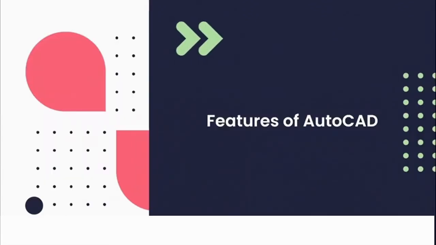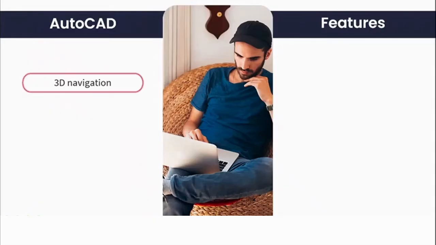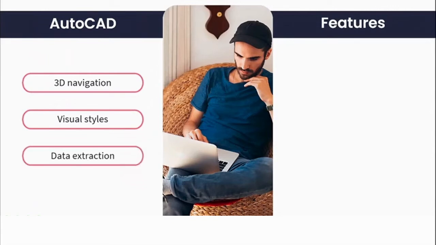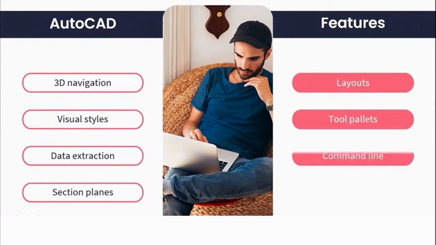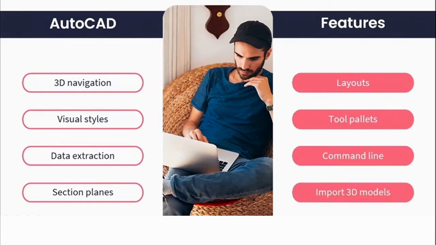Next, we are going to look at some of the AutoCAD features. AutoCAD has some really amazing offerings and features. Let's take a look at the list available to us. Firstly, we've got 3D navigation. It allows us to change visual styles, data extraction, section planes. It allows us to create layouts. It's got a beautiful tool palette. It's got a command line. And it allows us to import 3D models.